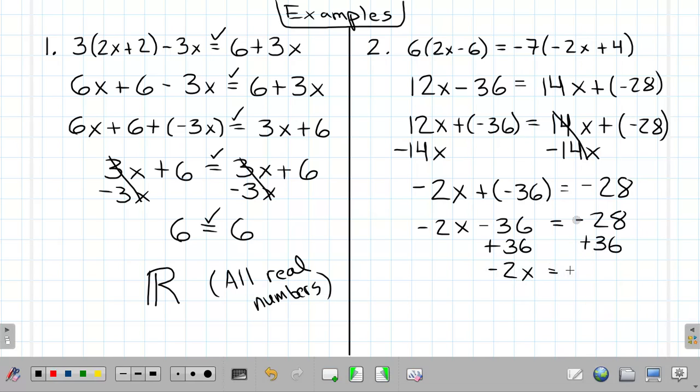Negative 2x is equal to negative 28. So again, to get rid of that, negative 28 plus 36, that's going to be a positive 8. Divide by negative 2, divide by negative 2.